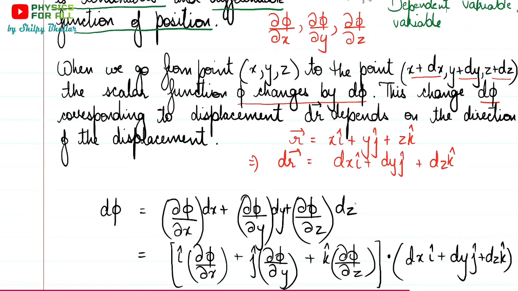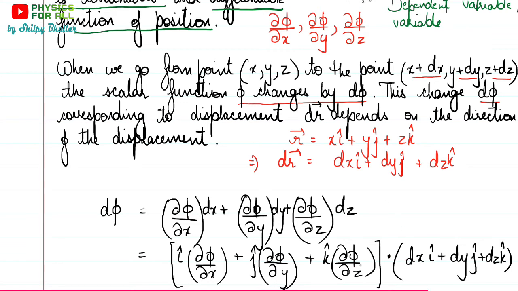Now what we are going to do is simply play with the mathematics. I have introduced this i cap, j cap and k cap here. i cap is multiplied with ∂φ/∂x, and the same procedure for the other two. Why? Because we know that i cap is always associated with the x direction, x axis, j cap always with y, and k cap always with the z axis. This is the standard convention that we follow. And then for dx, dy, dz, again I have written it as dx i cap and so on. And then I have put this dot product in between.